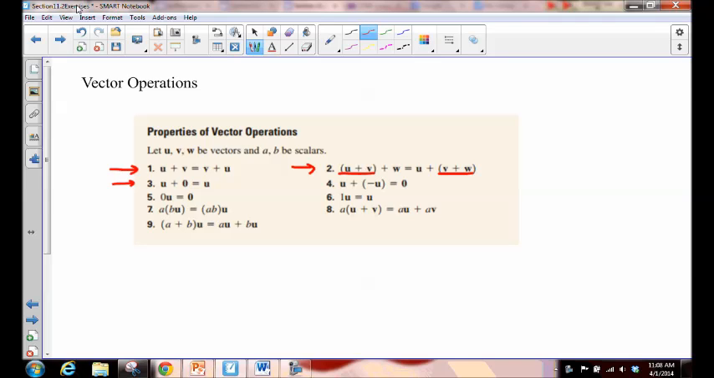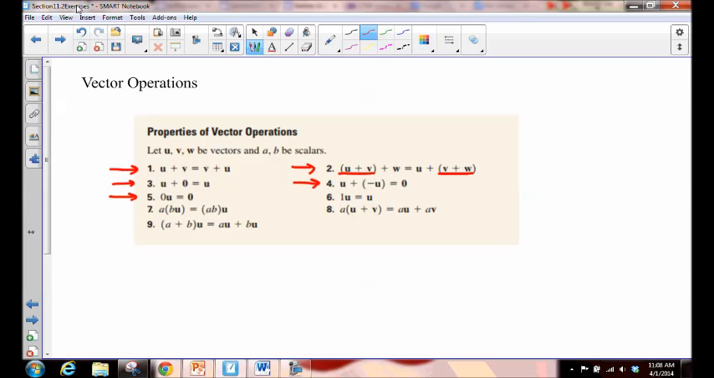Property 3 says if we add the 0 vector to a vector, it's not going to change anything. Property 4 tells us that if we add a vector and its opposite, that they're going to cancel each other out and give us 0.